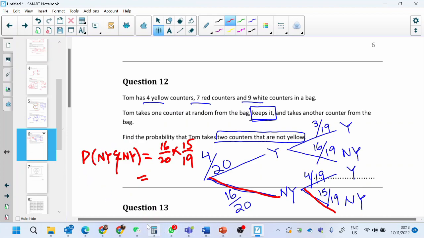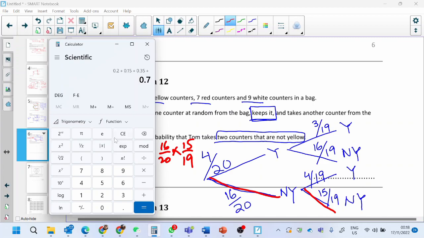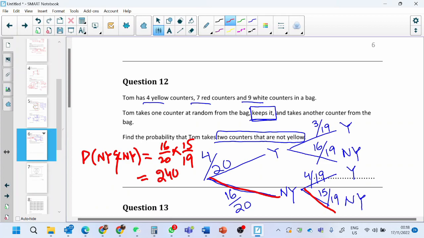So if you want to do it, 15 times 16 is 240, 240 over 20 times 19, 380, or in other words 24 over 38, and you can further simplify. So this can be your probability.